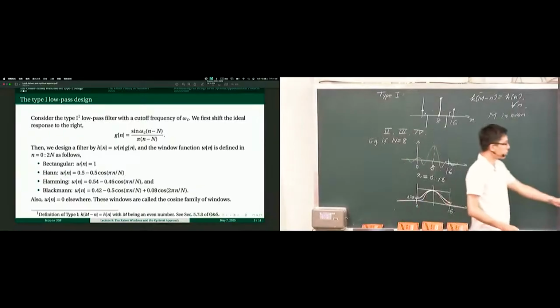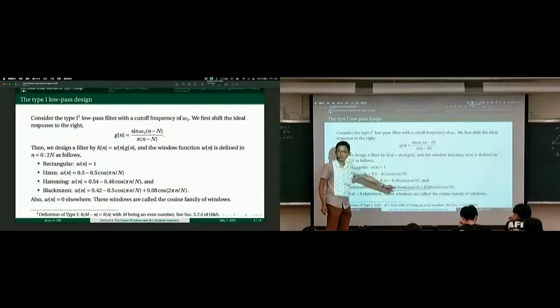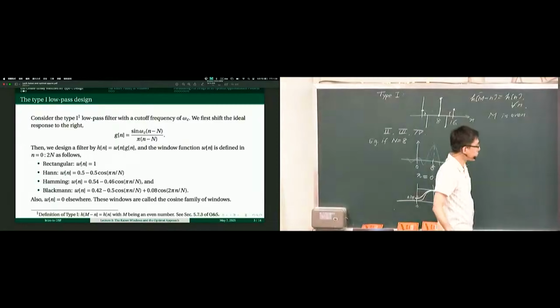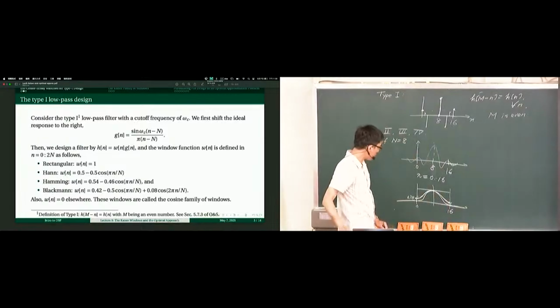Blackman has an X. What's the difference? Blackman has 1, 2, 3 terms. It has an additional term of cosine right there. So that's the expression for the Blackman window. All right, so we have 3 windows. The windows are like that.